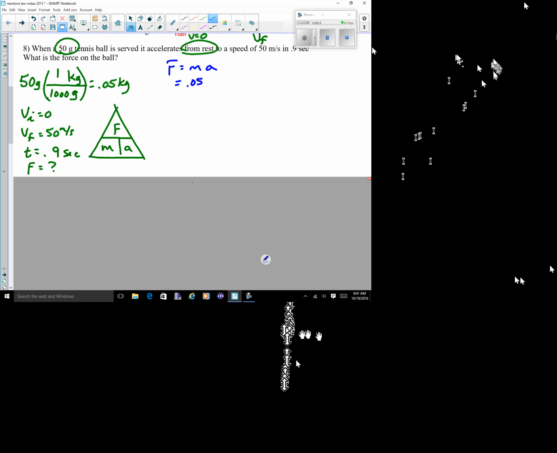Well, I do know that acceleration is delta V over delta T. And so now I'm going to put in the change in velocity, which is final, which is 50, minus the initial velocity, which is 0, all over 0.9. And when you come up with the answer there, that gives you the answer of 2.78. Now, the mass would be measured in kilograms, and the acceleration would be measured in meters per second squared. But the actual unit for force is newtons. So we can also say it's 2.78 newtons.